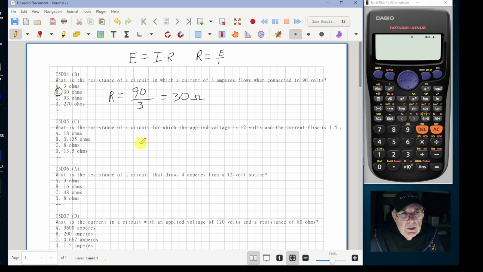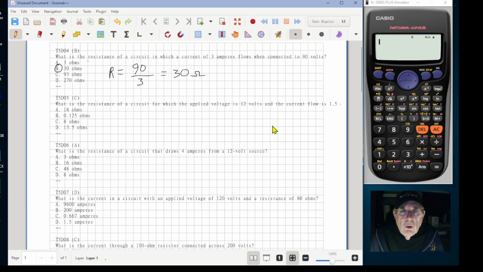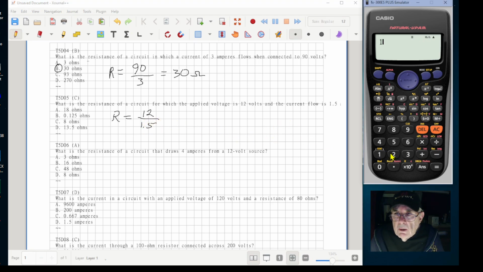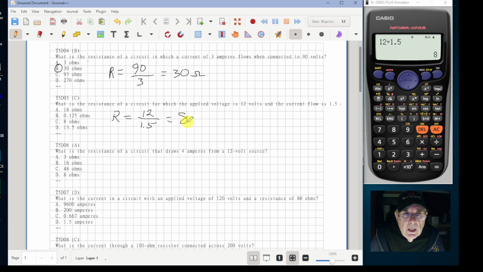Okay, so what is the resistance of a circuit for which the applied voltage is 12 volts and the current is 1.5? So again, we have resistance then is equal to the voltage, 12 in this case, divided by the current, 1.5. And I'm going to do that on the calculator. 12 divided by 1.5, and that gives me 8. So this equals 8 ohms. And there's my answer right there of 8.